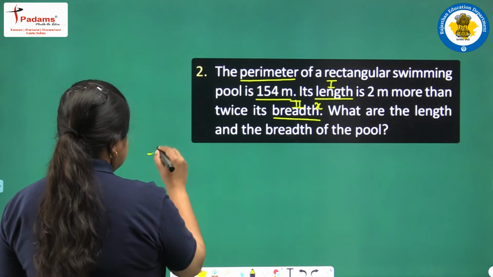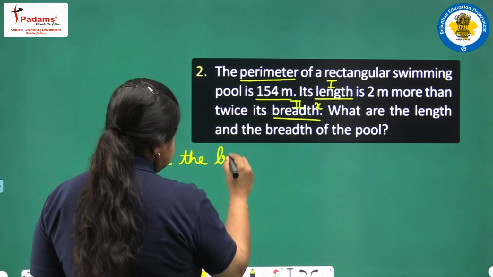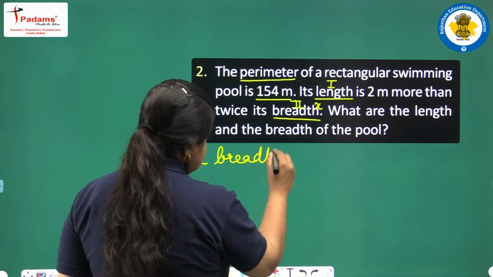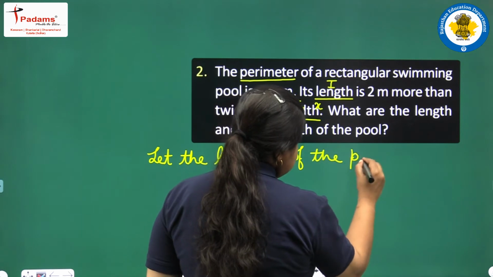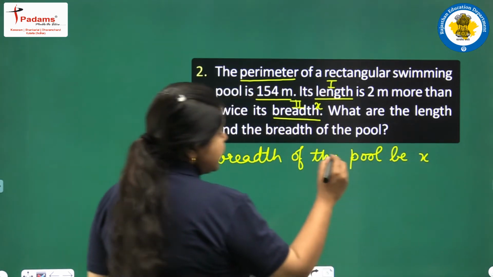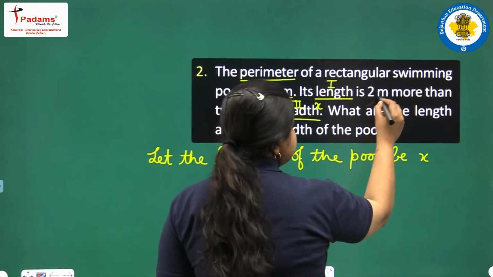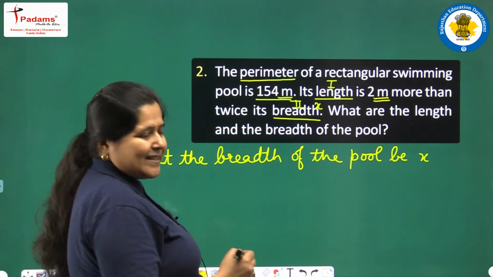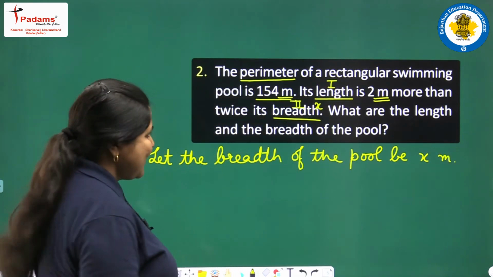So we assume, let the breadth of the pool be x meters, because the perimeter is also given in meters and the length is also in terms of meters. So we will write x meters, m in short.